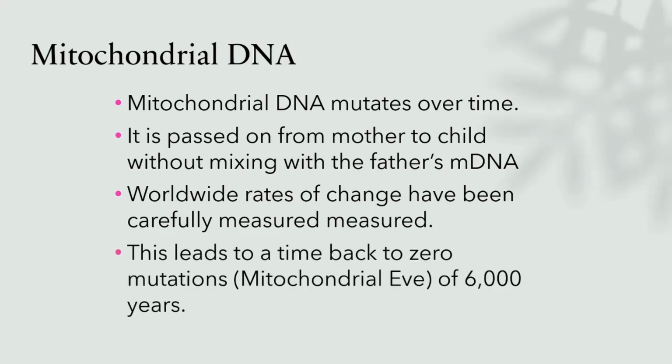So if you compare the data, how similar or how different the mitochondria is from everybody on Earth and how fast it's changing, all you have to do is back up that time. And this gives a time frame of 6,000 years. So human beings have only been on the planet for 6,000 years based on the actual measurements of mitochondrial DNA mutation.